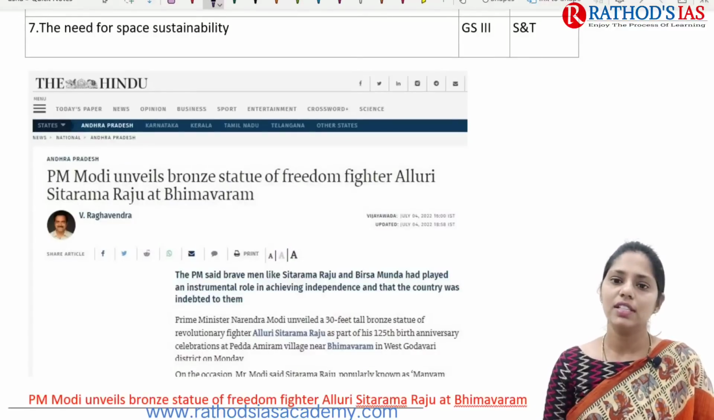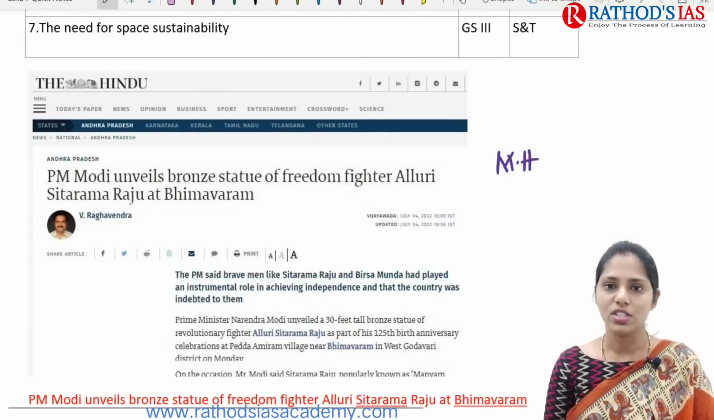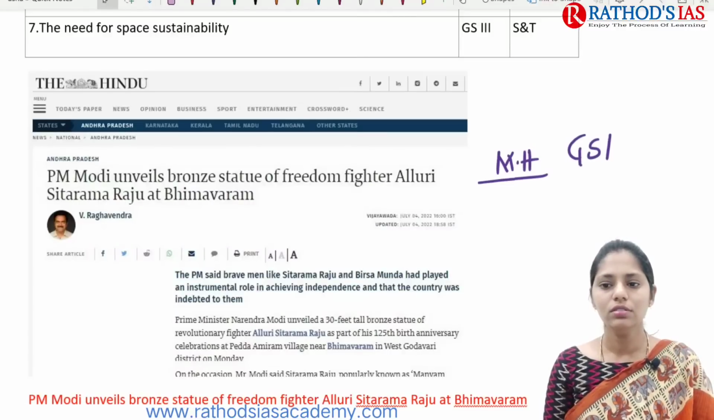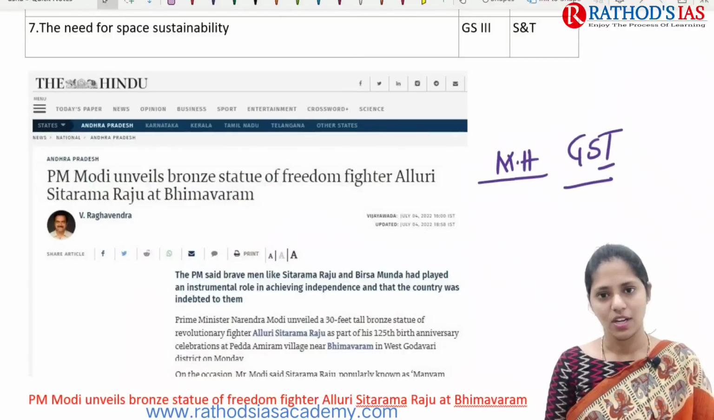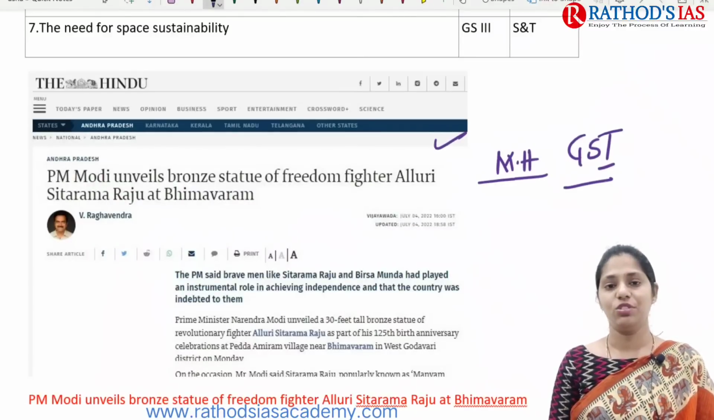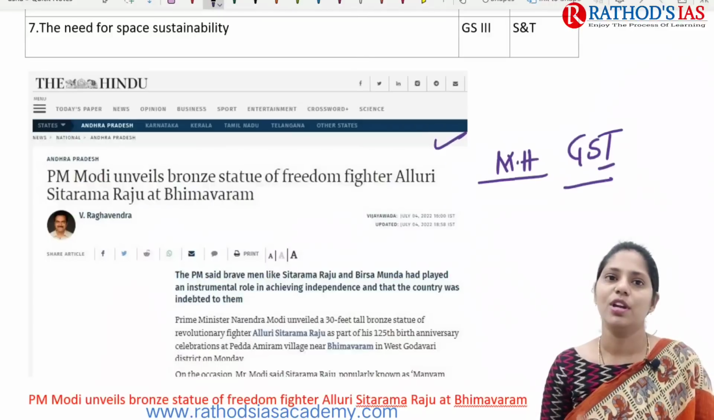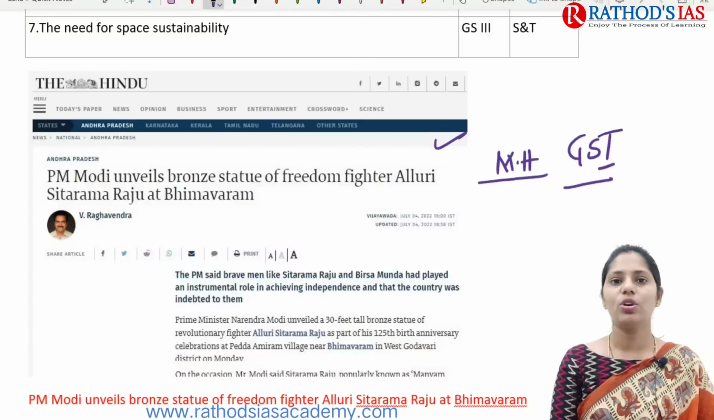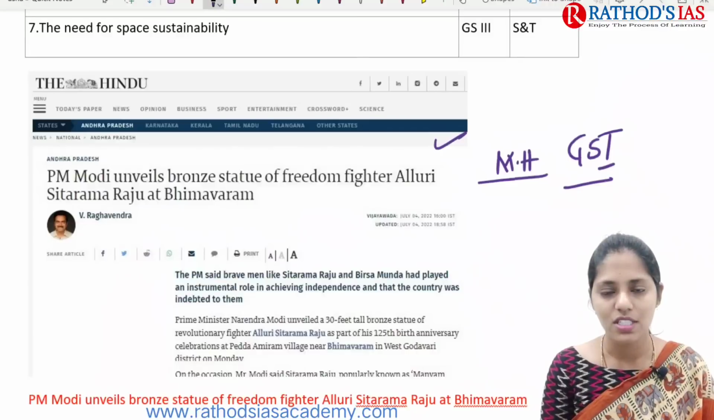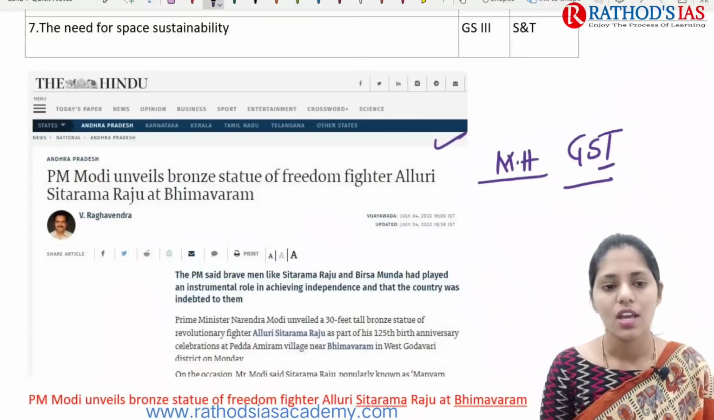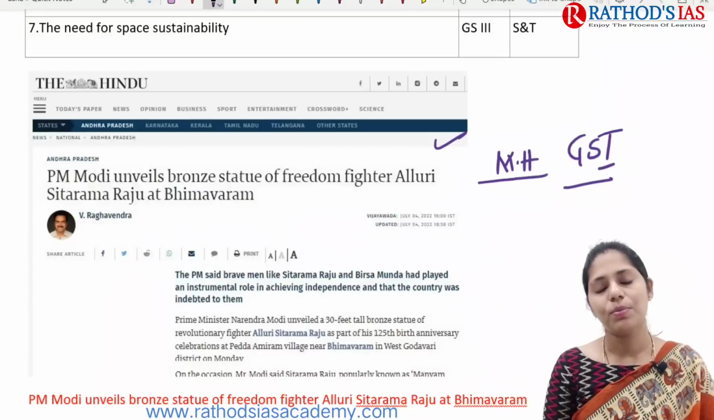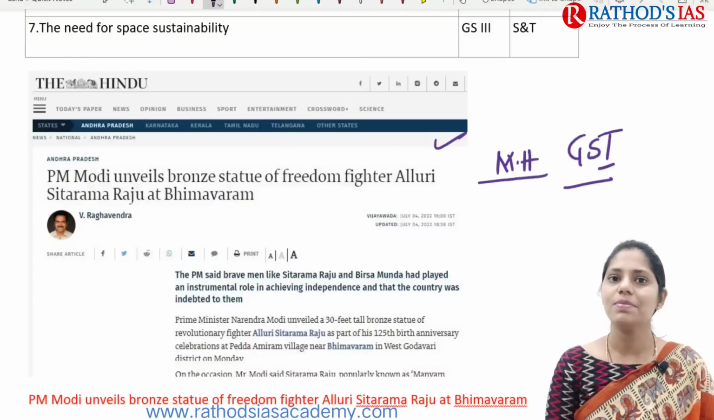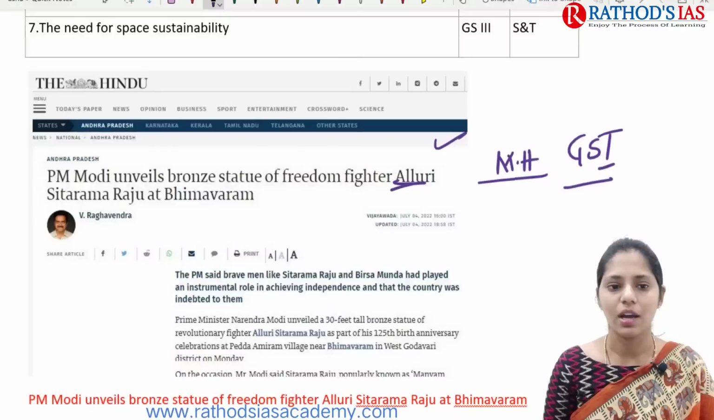So this article is important from your modern history point of view, which mainly comes under your GS paper 1. And there is a high chance of getting questions regarding this Alluri Raju in your mains. The students who are going to prepare for this year's mains, please don't leave this topic. There's a high chance of getting a question. This topic is also important from your prelims, so you can get some statements regarding this Alluri Raju.